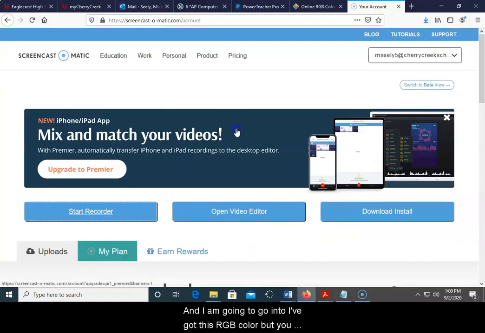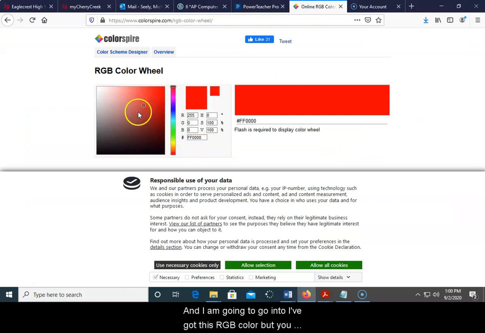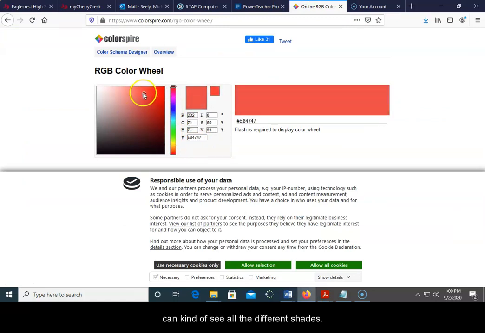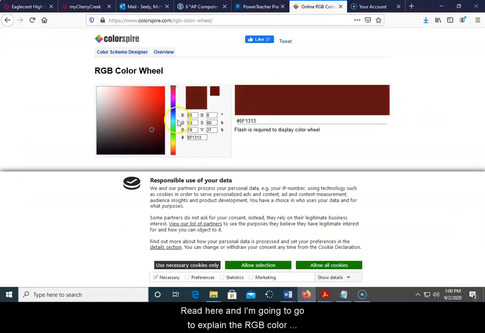And I've got this RGB color, but you can kind of see all the different shades of red here. And I'm going to go through and explain the RGB color wheel for you guys here in a minute.